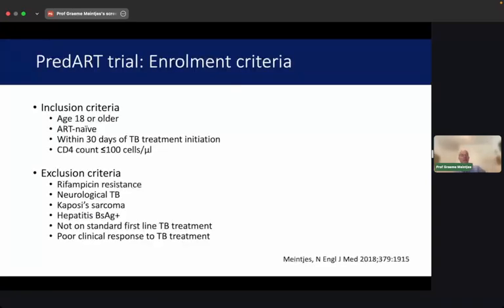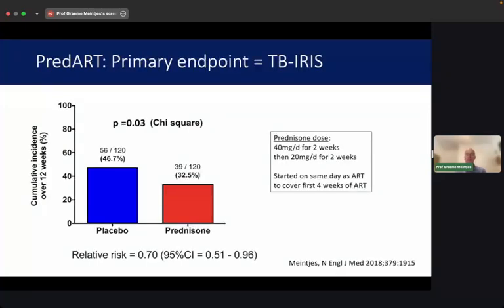And these were the enrollment criteria: adult patients never having been on ART, starting ART within 30 days of TB treatment, CD4 counts of 100 or less, and a range of exclusion criteria like rifampicin resistance, neurological TB, and Kaposi's. And just to focus first on the box on the right, the prednisone dose that we used here was a lower dose. It was a standard dose of 40 milligrams per day for 2 weeks, then 20 milligrams per day for 2 weeks, and started on the same day as ART to cover the first 4 weeks of ART.